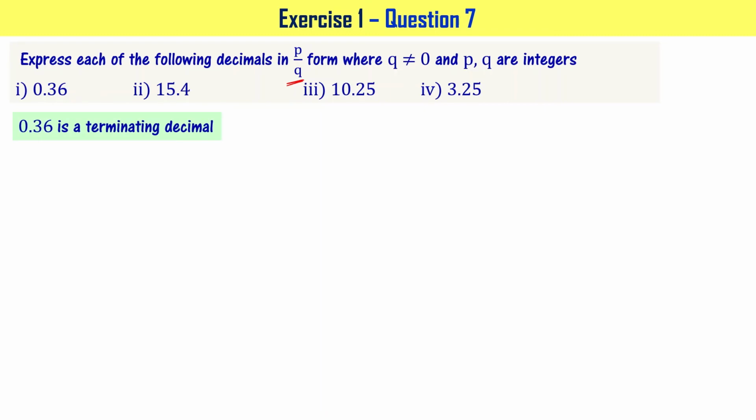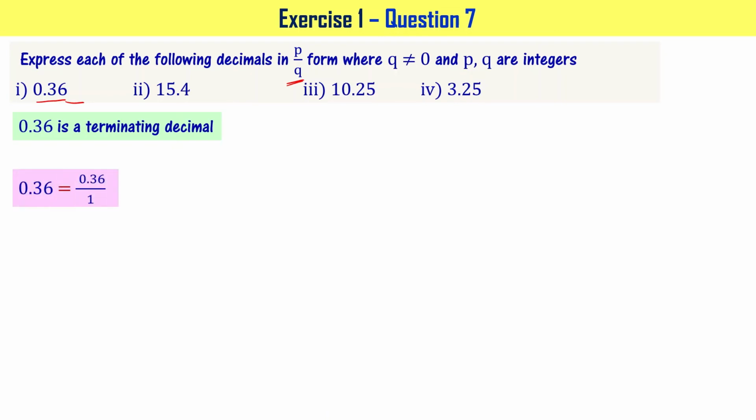0.36 is a terminating decimal, right? Meaning after 6 there are no other digits. After 2 digits, this decimal expansion is terminating. That's why we call it a terminating decimal. For terminating decimals, we have a procedure to get the rational form, and for non-terminating decimals, we have a different procedure. So let's take a look now at the terminating decimal, that is 0.36.